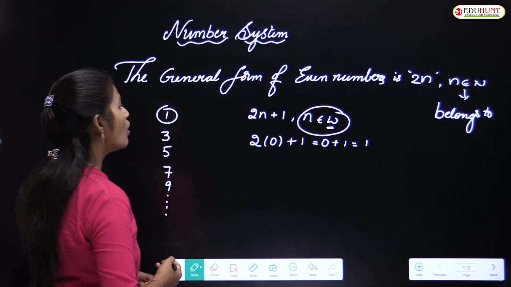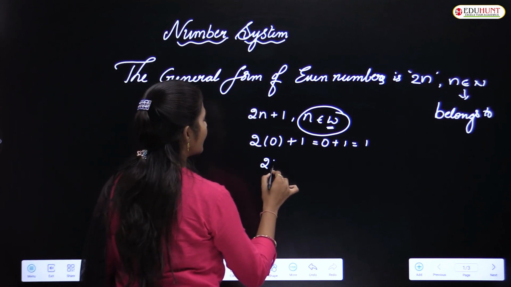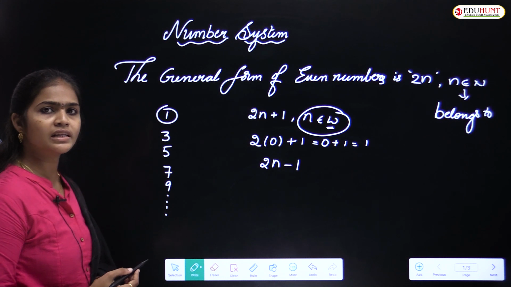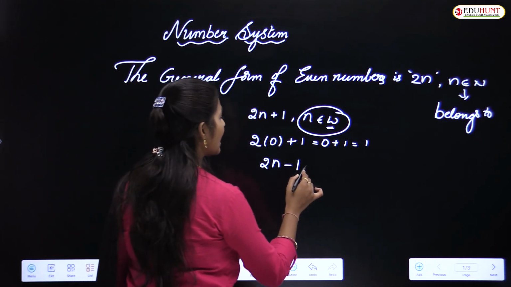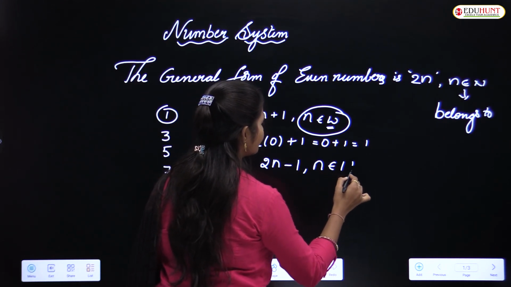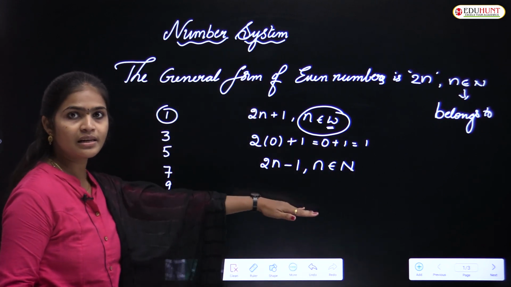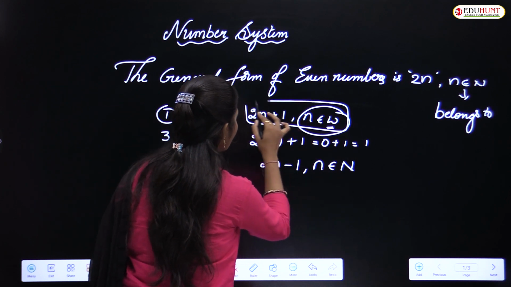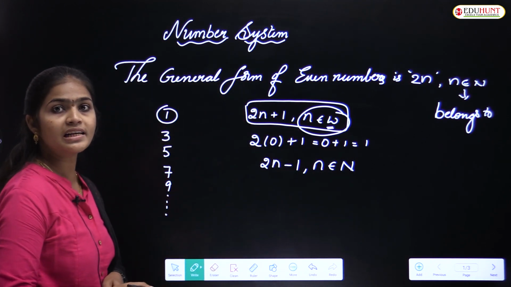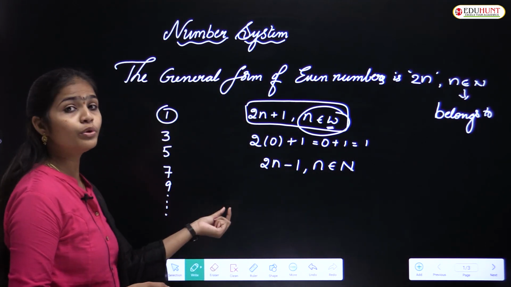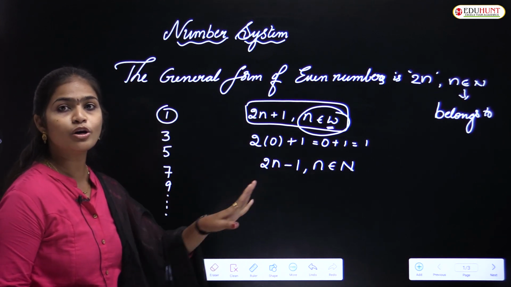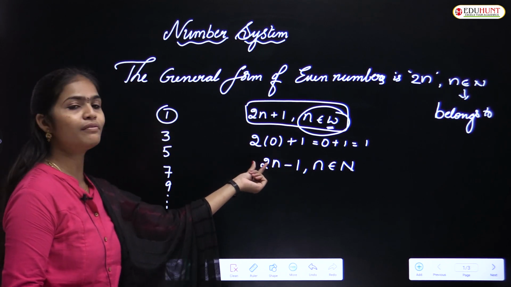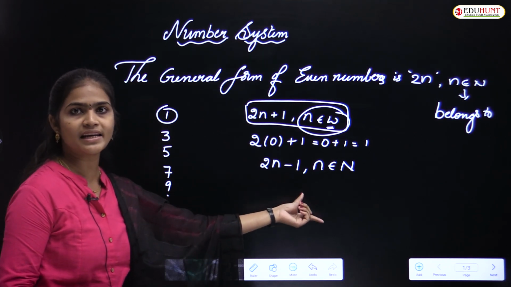Or else 2n minus 1. So what will you get here? 2n minus 1, where n belongs to N. When we come to natural numbers, this formula we have to use. In whole numbers, we use 2n plus 1. If it is 2n minus 1, then n belongs to natural numbers. Now we are discussing natural numbers, no? So here we have to use the formula 2n minus 1.